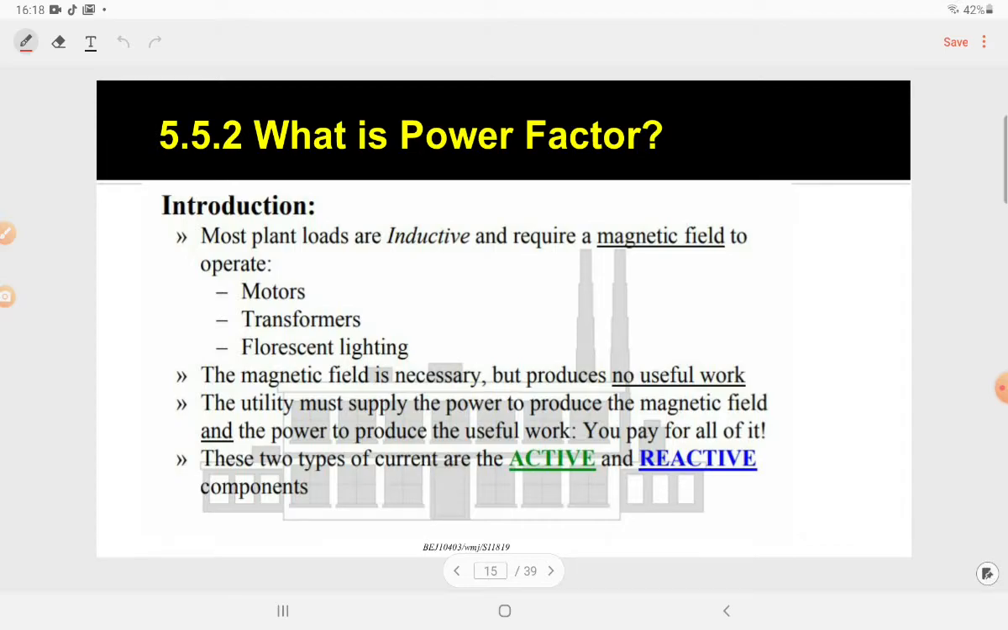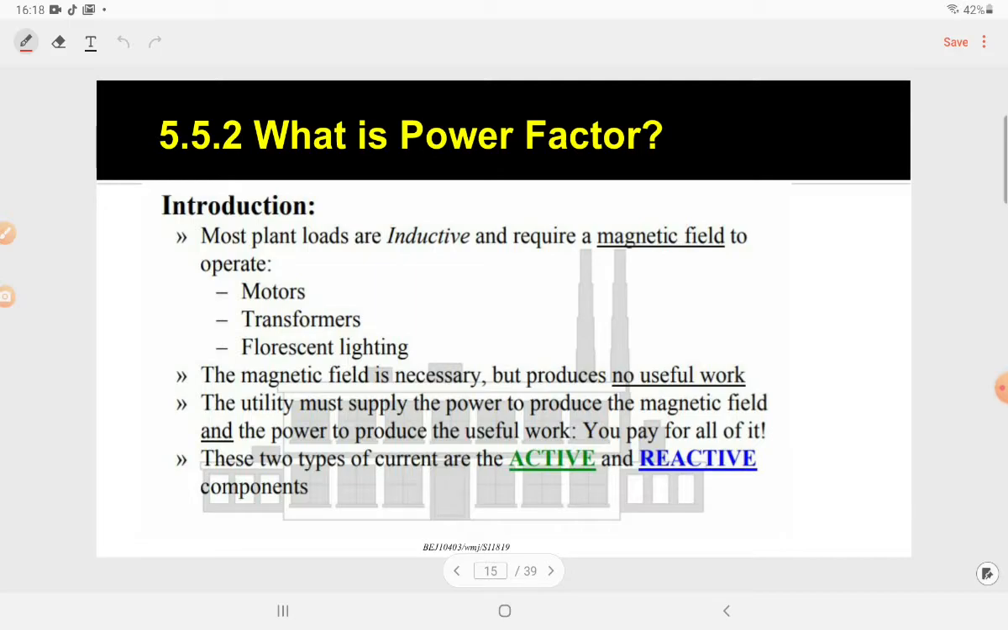most plant loads are inductive and require a magnetic field to operate: motors, transformers, fluorescent lighting. The magnetic field is necessary but produces no useful work. So the utility must supply the power to produce the magnetic field and the power to produce the useful work. So you pay for all of it. These two types of current are the active and reactive components.